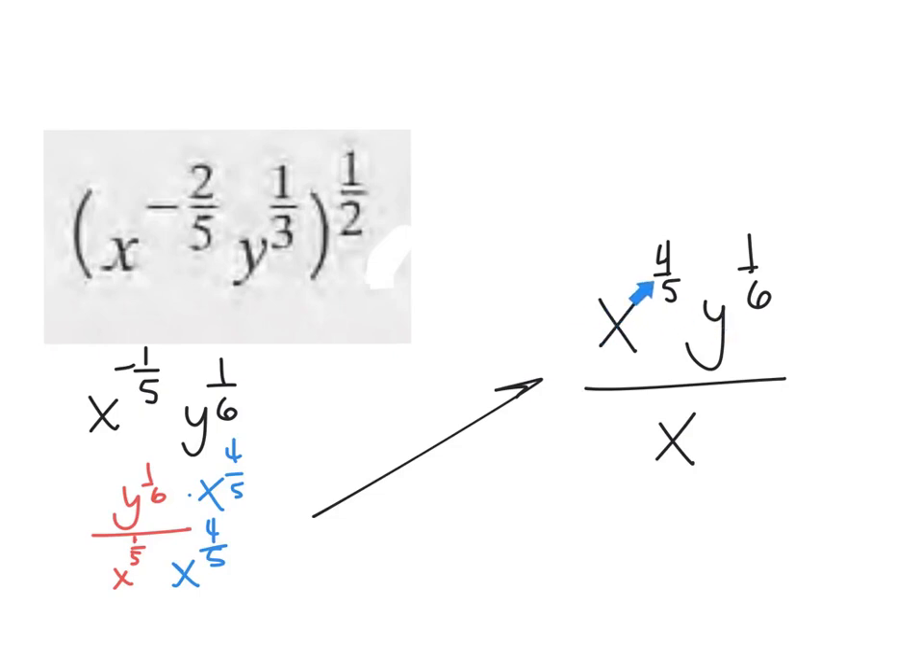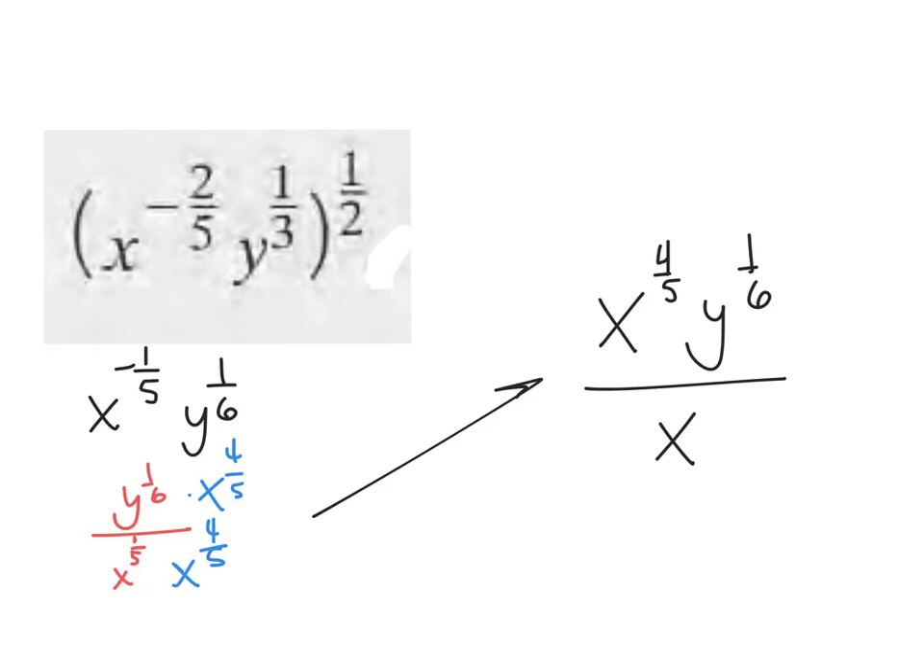Now my final answer, I'm going to put it in alphabetical order. So I'm going to put the x first, x to the 4/5, y to the 1/6, all over x to the 1st, and we don't need to write the 1. So that's simplest form. No radicals in denominators. I can still be left with fractional powers.